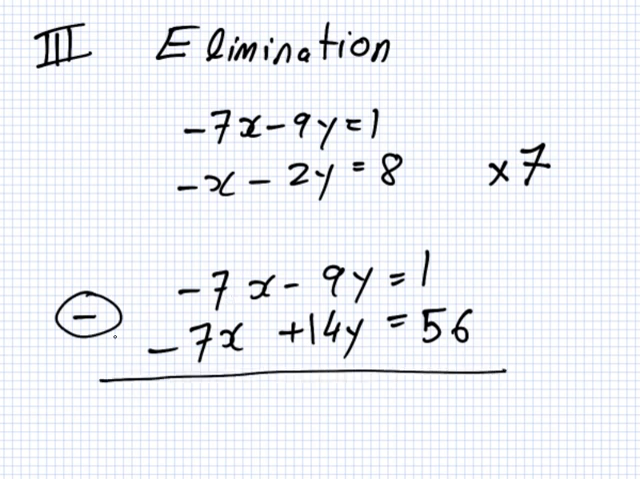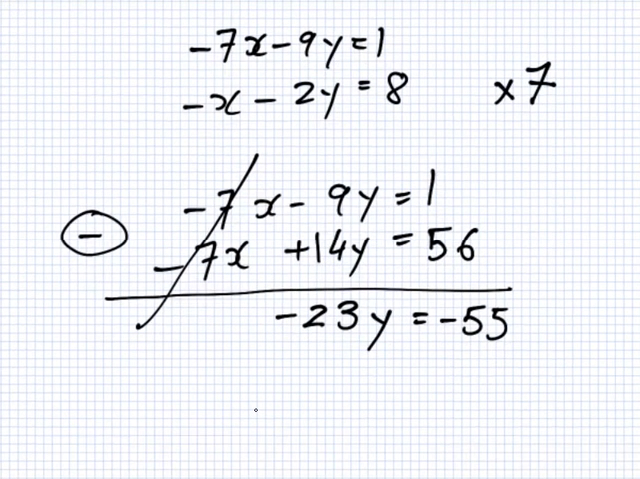Minus 7x minus 7x, gone, 0. Minus 9y minus 14y is minus 23y. And then 1 minus 56 is minus 55. I feel like something went wrong. The second, it could be minus 14. Minus 14y. Yeah, minus 14.